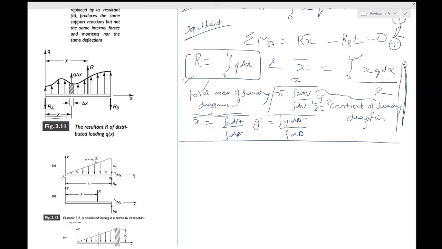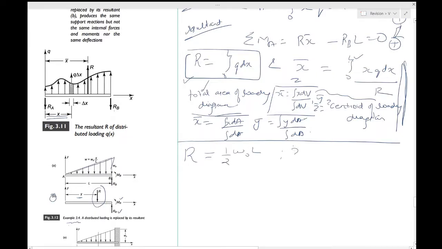Now if you look at figure B in this, you have replaced this distributed loading by a resultant force which acts at a distance of x bar from this. RB and MB are as they were in the original problem. So you already know what R is. It is the area of this loading diagram, and that's half into base into height, so that would make it half into W naught into L.